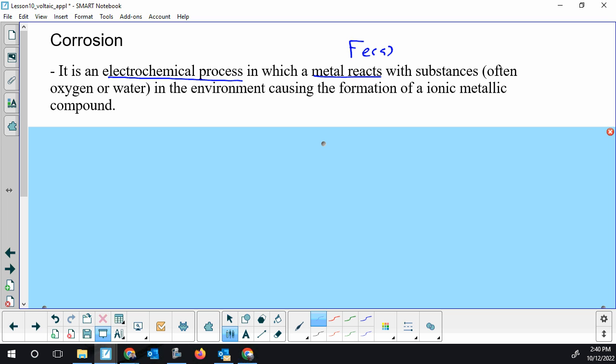So when iron, which is always going to be a reducing agent, reacts with substances we find in the environment, it forms the ionic form of iron, which is weak and flimsy, typically an orange color. Now in brackets, we have 2 common things that can cause corrosion: oxygen and or water.